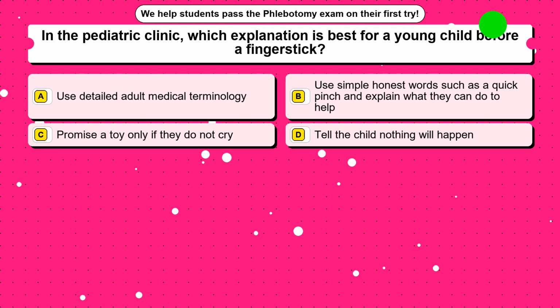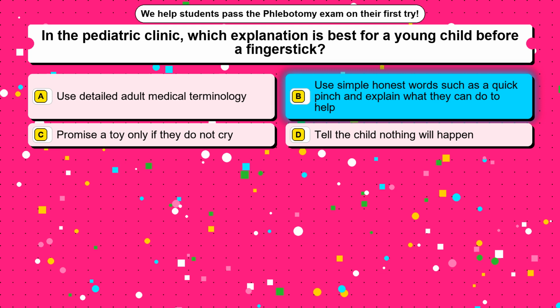Question 70. In the pediatric clinic, which explanation is best for a young child before a fingerstick? Option A. Use detailed adult medical terminology. Option B. Use simple honest words such as a quick pinch and explain what they can do to help. Option C. Promise a toy only if they do not cry. Option D. Tell the child nothing will happen. The correct answer is option B. Use simple honest words such as a quick pinch and explain what they can do to help.